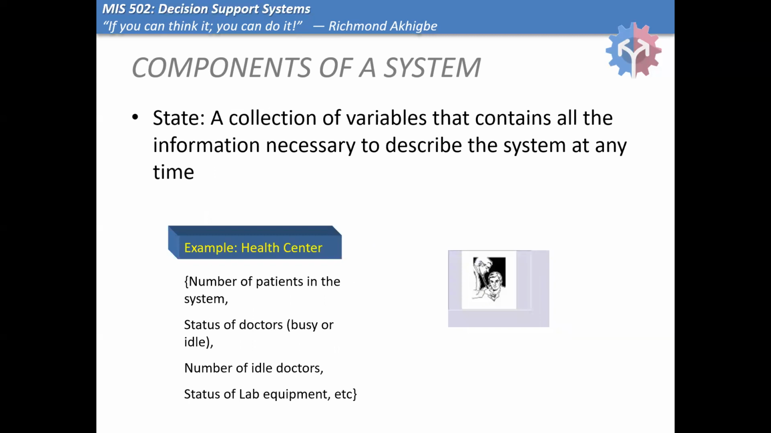State. Now, the state of a system: if you have multiple variables in your system, together they define a state. How many patients do I have in my system now? How many doctors are idle? How many doctors are working? Together, the whole big picture, a snapshot. If something is going on and I take a picture, that's what you call a state.